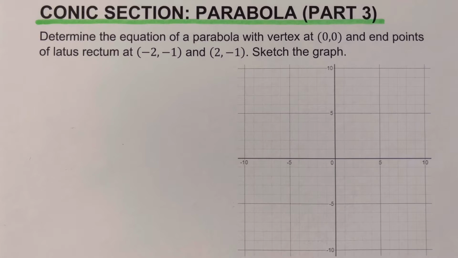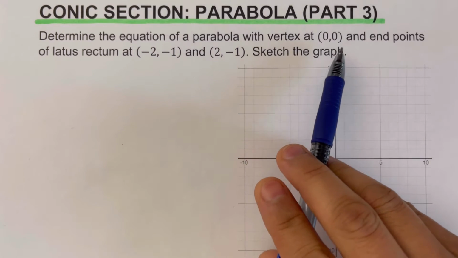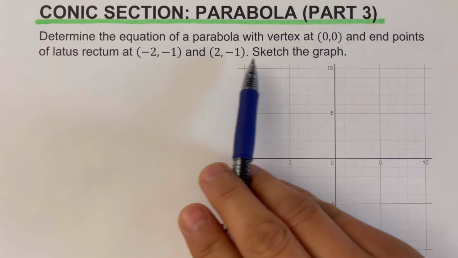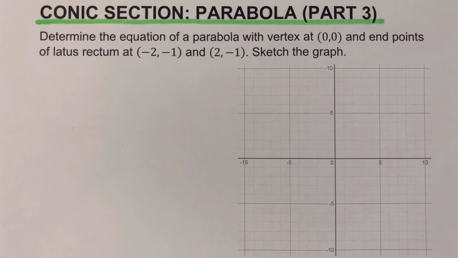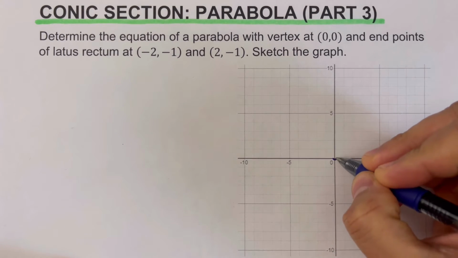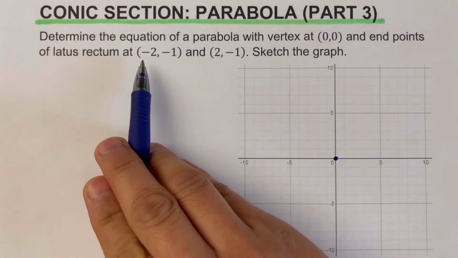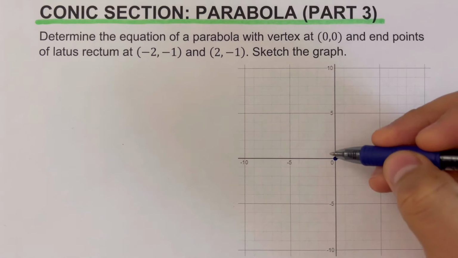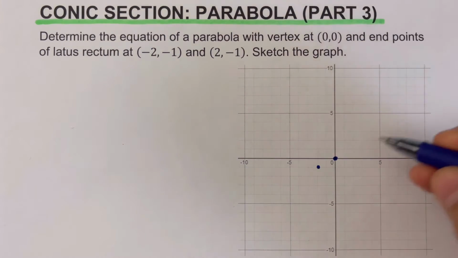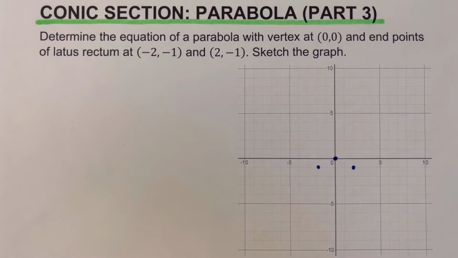Okay, going back to the problem here, we're supposed to determine the equation of a parabola with vertex at (0, 0) and with two endpoints of the latus rectum, these two points right here, and we're supposed to sketch the graph. So let's plot these points on the graph. Our vertex is at (0, 0), and the first end of the latus rectum is (-2, -1), and the other end is (2, -1). So we can go ahead and sketch the graph.